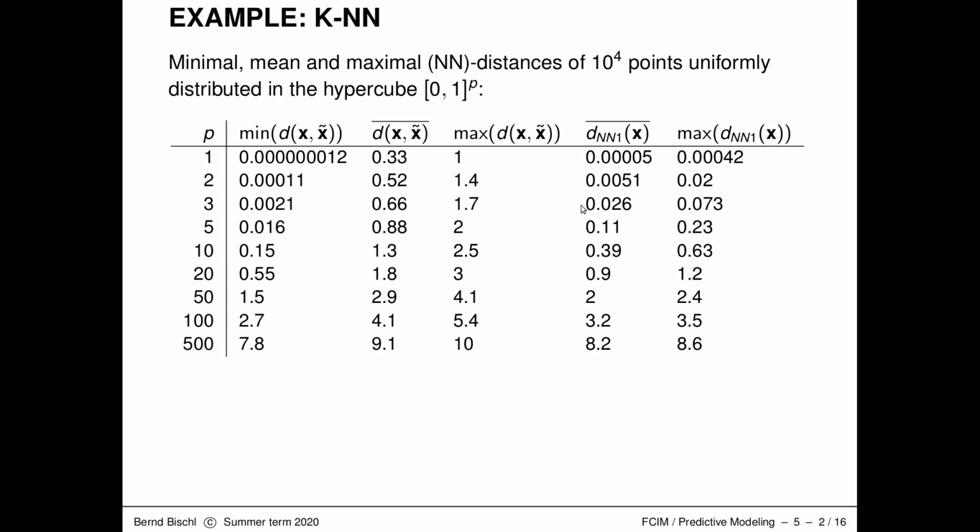And what you will see is that if I increase dimensionality from p equals 1 to p equals 500, the minimum, maximum, and average distance will become more and more the same, and there won't be such a huge difference anymore between these three statistics. And the same happens for the average distance to the nearest neighbor and for that maximum distance.